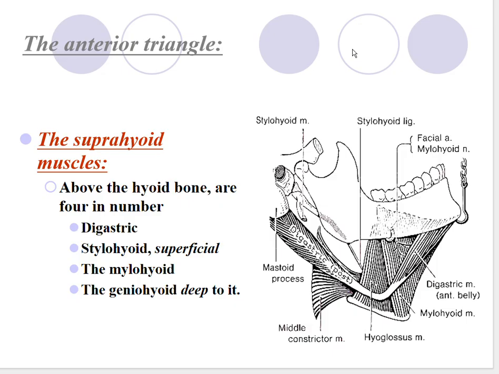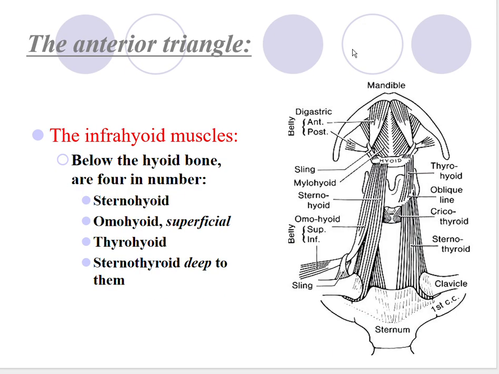Now, anyway, from the anterior triangle, we had mentioned we have suprahyoid muscles, and these are supra, above the hyoid bone, and there are four in number: digastric, stylohyoid, mylohyoid, and geniohyoid. Then below the hyoid bone, there are four in number: the sternohyoid, omohyoid, thyrohyoid, and sternothyroid. These are your four muscles, and you're supposed to know exactly how these muscles go about, right? You're supposed to know everything you can about these muscles.